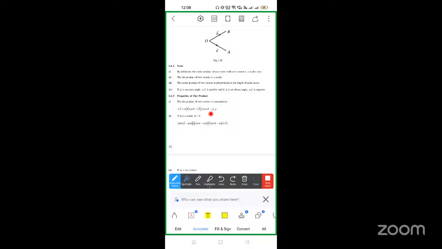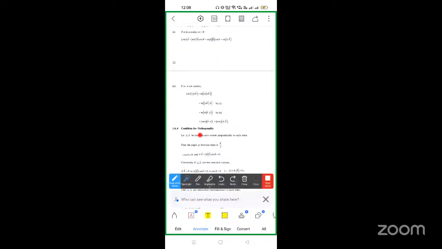So, commutative property: A dot B is equal to B dot A. Next, if m is a scalar, then m times (a bar dot b bar) is equal to (m a bar) dot b bar. So the scalar multiple of a dot product is also m times (a dot b). Next, if m, n are scalars, then (m a bar) dot (n b bar) is equal to m n times (b dot a). So this condition also is satisfied.